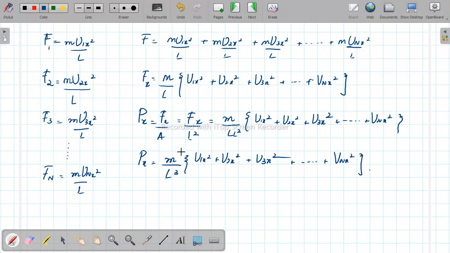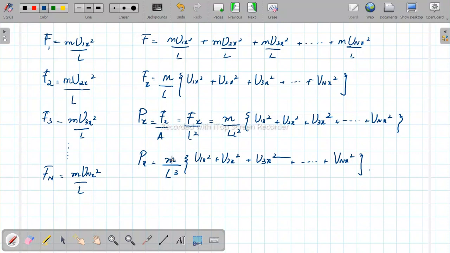Do you see this mass right here and this volume in the denominator? Because cube of length for a cubical container is volume. Can we just replace this mass per unit volume with the density? Give it a thought. No, we cannot.